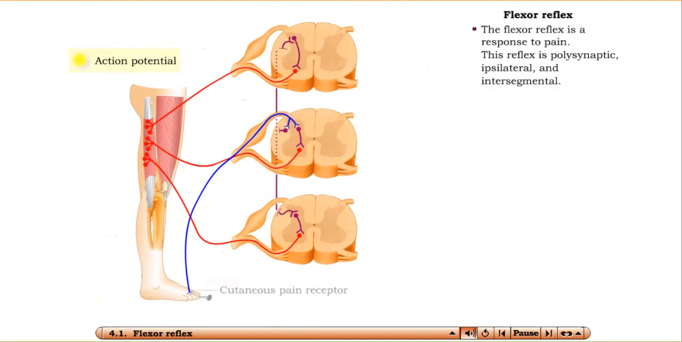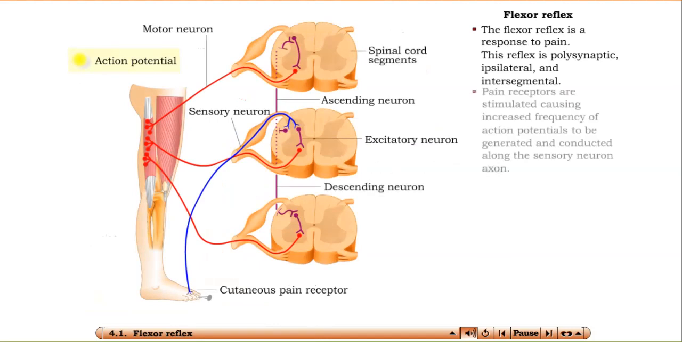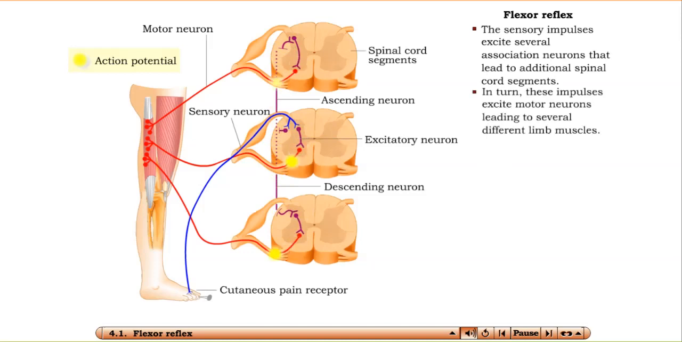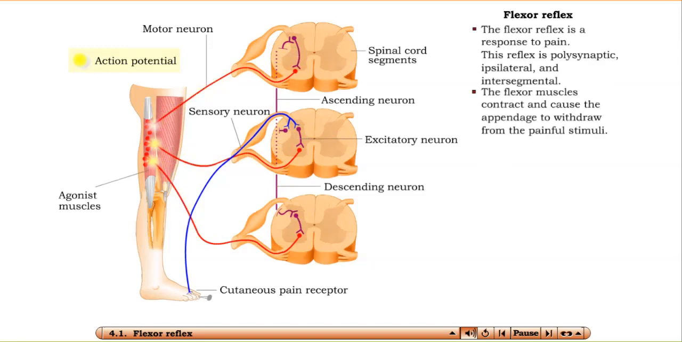The flexor reflex is a response to pain. This reflex is polysynaptic, ipsilateral, and intersegmental. Pain receptors are stimulated, causing increased frequency of action potentials to be generated and conducted along the sensory neuron axon. The sensory impulses excite several association neurons that lead to additional spinal cord segments. In turn, these impulses excite motor neurons leading to several different limb muscles. The flexor muscles contract and cause the appendage to withdraw from the painful stimuli.